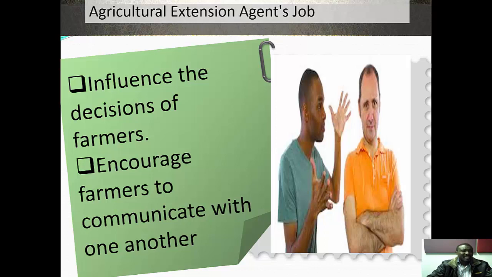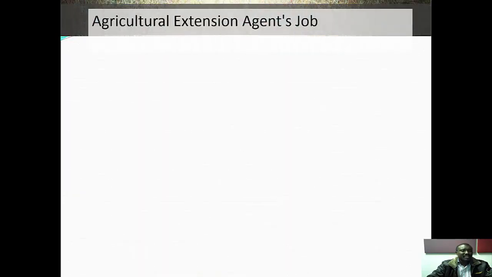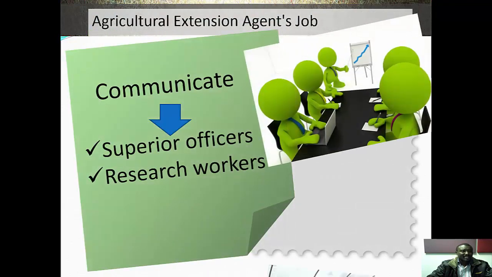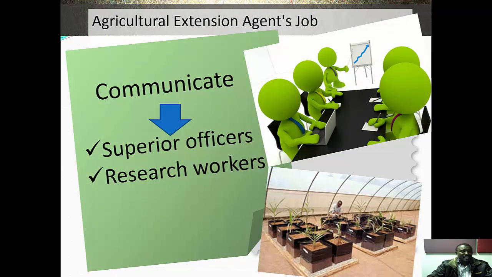But beyond this, extension agents also have a duty to communicate with their superior officers as well as other research workers. We need to let our superior officers know what we are doing in the field and how the work is going. We need to let them know what the challenges are. This is another kind of communication, with educated, well-informed people, and so our approach to communication takes another dimension.